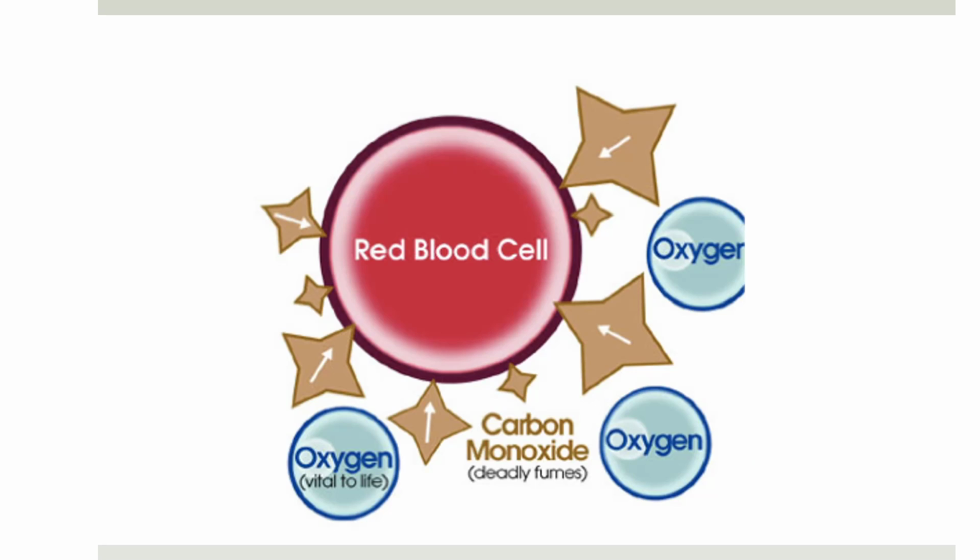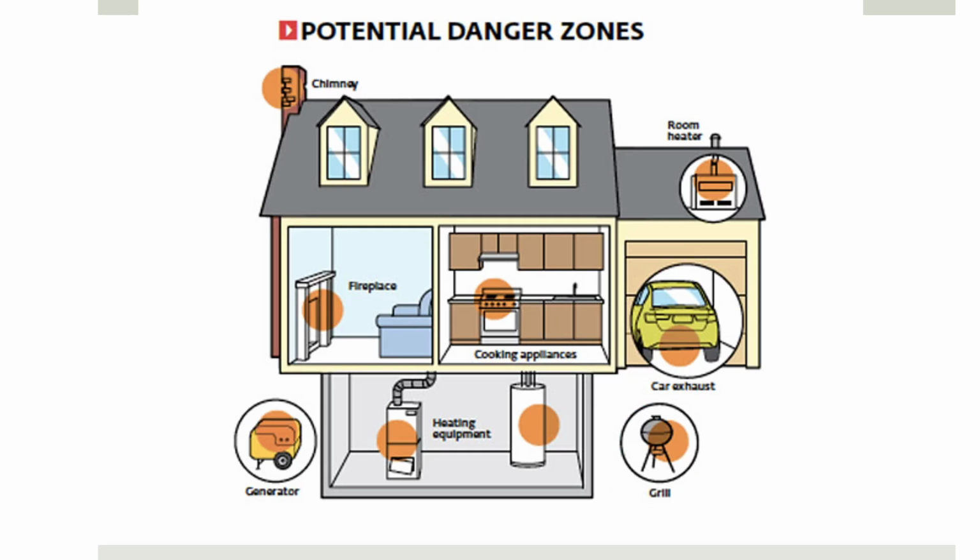Basically, what carbon monoxide does is it gets into your red blood cells and blocks oxygen, so that you end up suffocating slowly. So some of the danger points indoors: there are many, right? Any heating equipment, any cooking appliances where you're using gas, any fireplace, your chimneys. If you don't have proper ventilation, you're going to find carbon monoxide to be a very, very high risk.